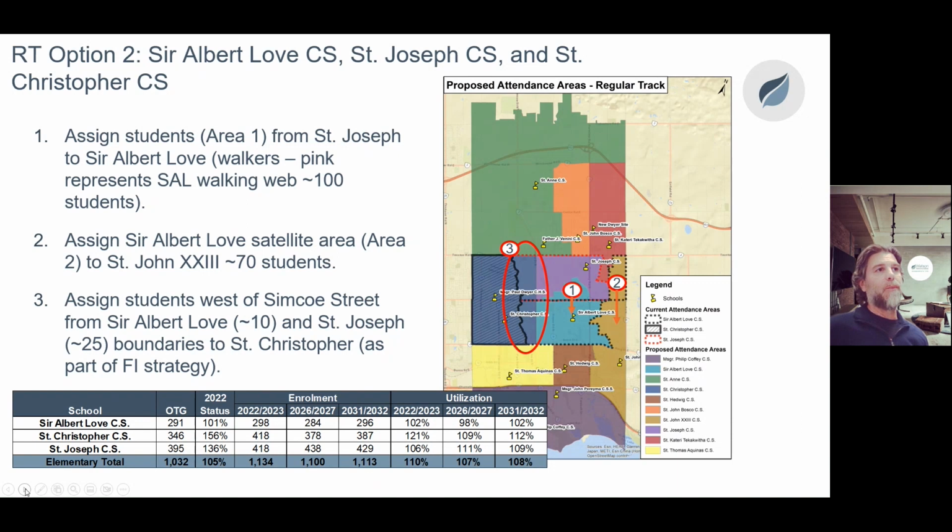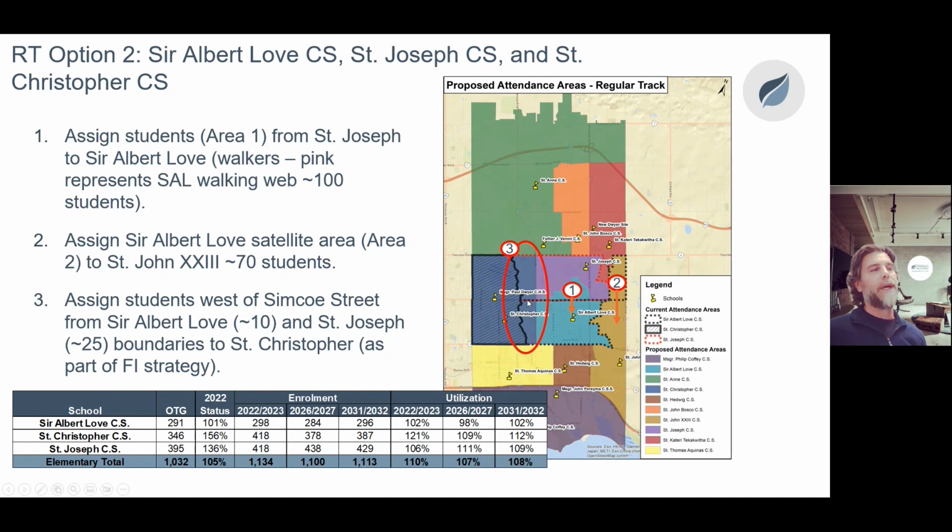If that was to happen, what this scenario is looking at is, and again, it assumes that what happened in scenario one actually gets approved as well. If all those things happen, St. Christopher has a little bit of room to include some additional students, and that's what's being shown here is that the extreme western portions of St. Joseph and Sir Albert Love's boundaries would be directed west to St. Christopher, again, just to reduce some of the enrollment pressures or reduce the space a little bit at St. Joseph and Sir Albert Love and try to balance enrollment a little bit better.